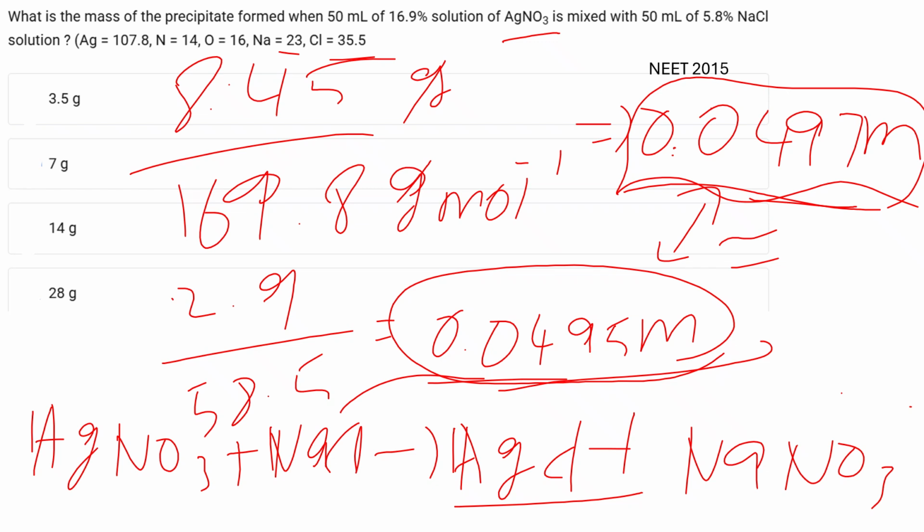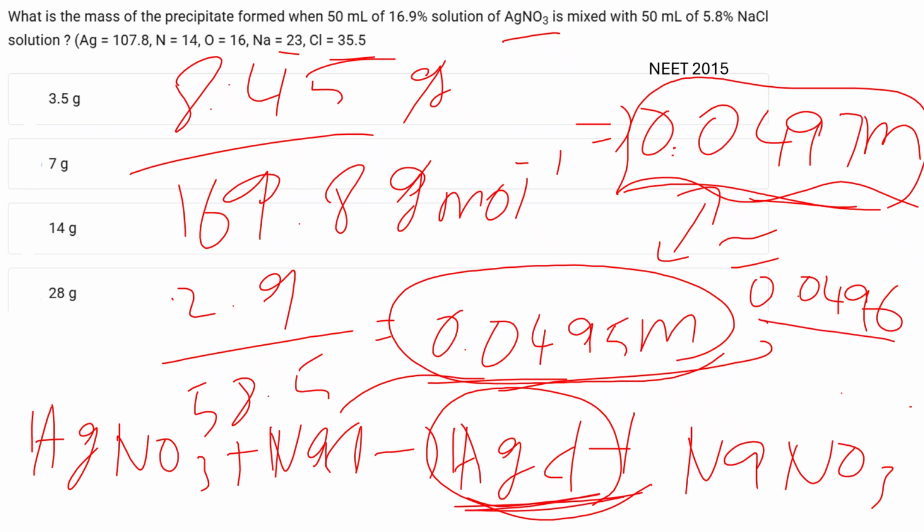So the number of moles of silver chloride is 0.0496. I am taking the intermediate value. Very simple. Then what is the molecular weight of this? Silver chloride has the molecular weight 107 plus 35.5. If we add these two, we will get the molecular weight of silver chloride.